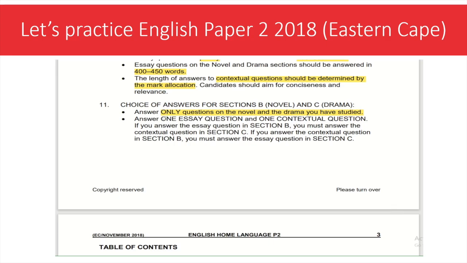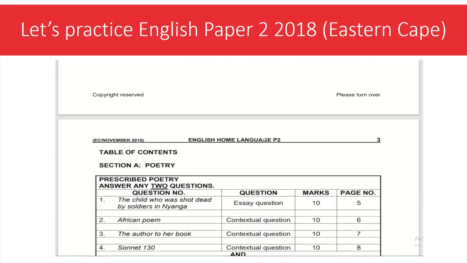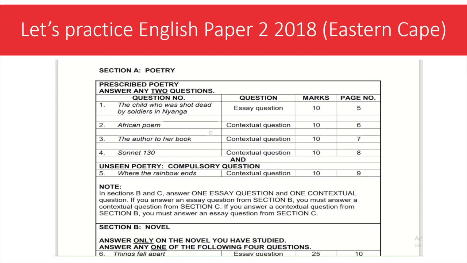So you need to answer 1 essay question and 1 contextual question from either section. So if you answer the essay question in section B, you must answer the contextual questions in section C, and vice versa. If you decide in section C that you want to do the essay question, you must do the contextual questions in section B.